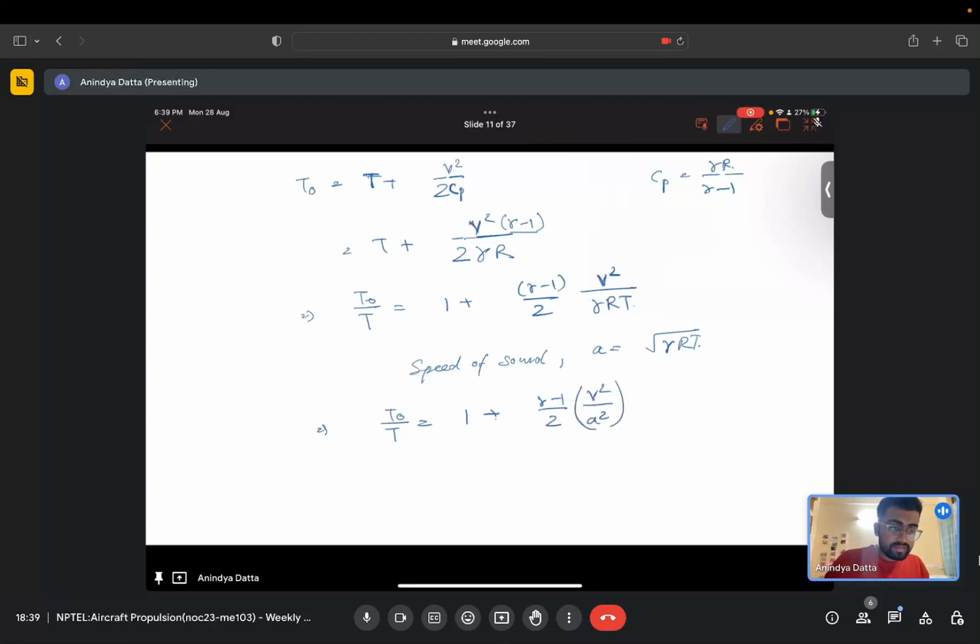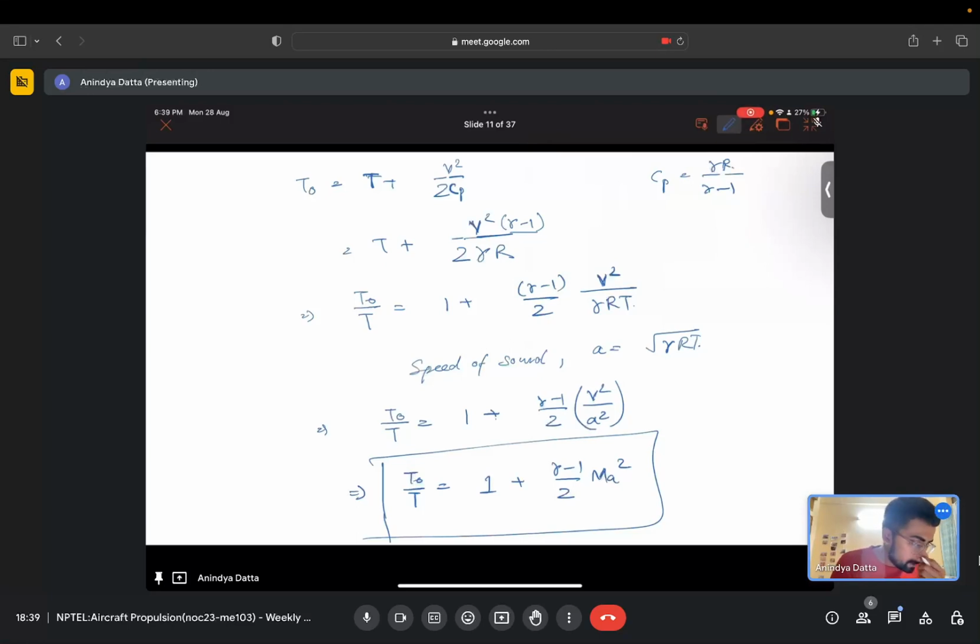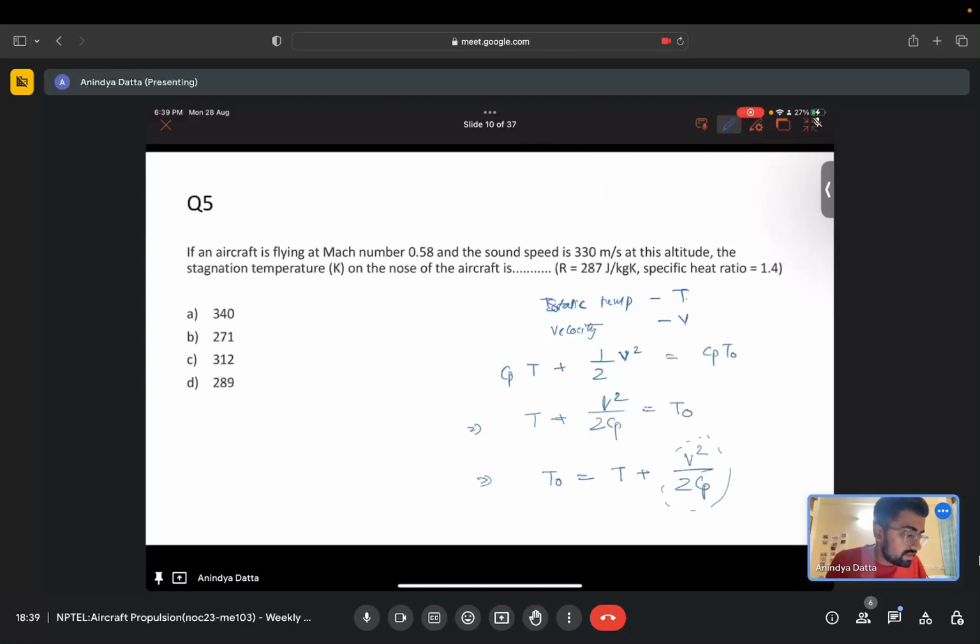Okay, now V by A, which is the velocity of the flow divided by the local speed of sound, that is what we call the Mach number. So T0 by T is 1 plus (gamma minus 1) by 2 into Mach number square. This is the formula for stagnation temperature, given the static temperature and the flow Mach number. Okay, so let's see what is given in the problem.